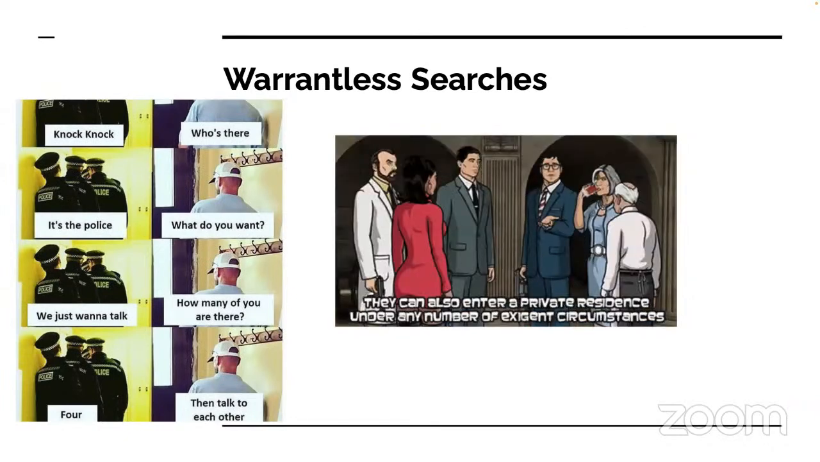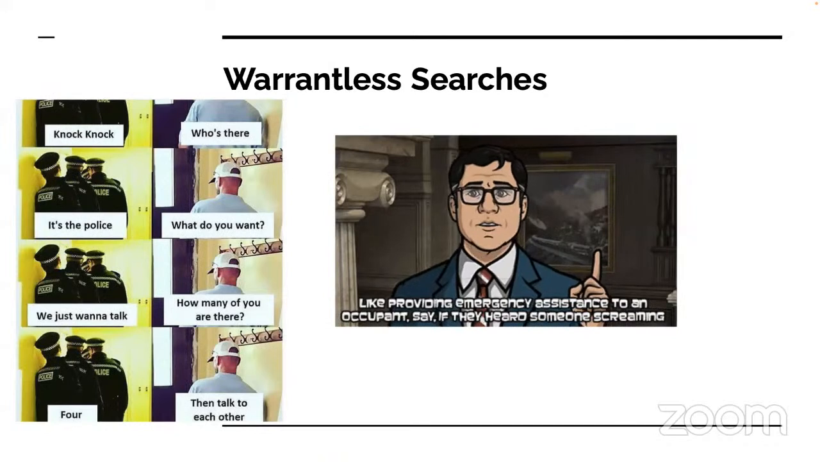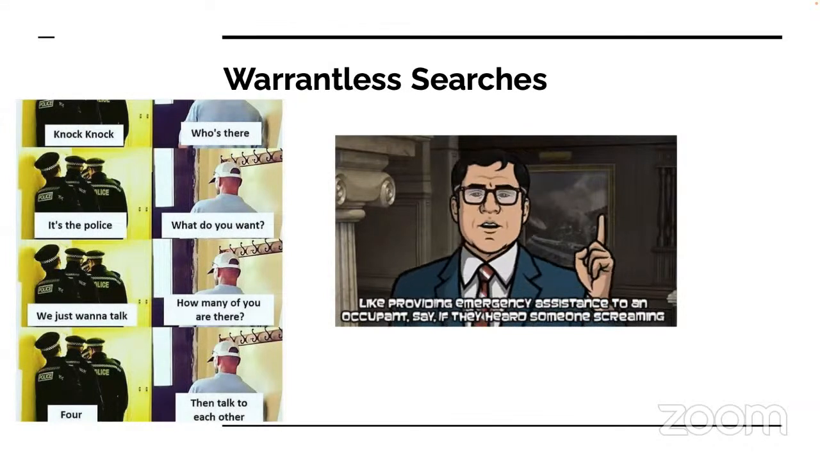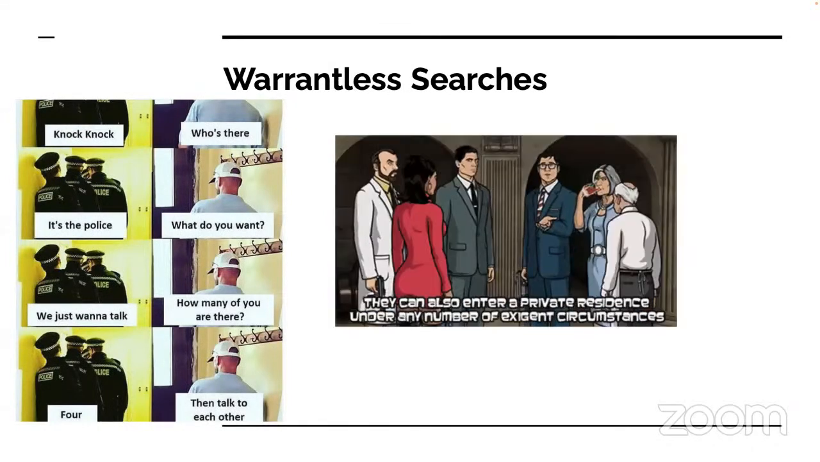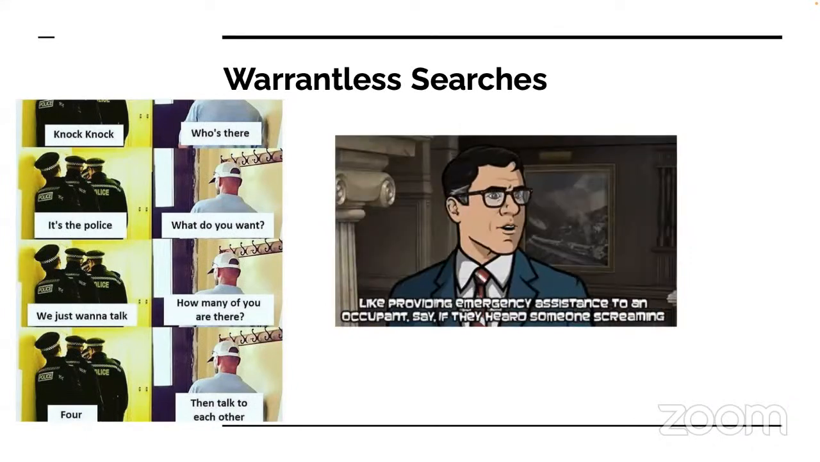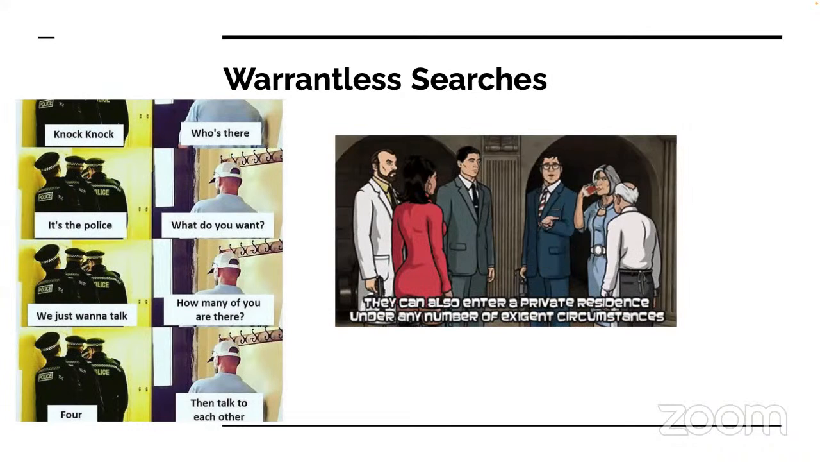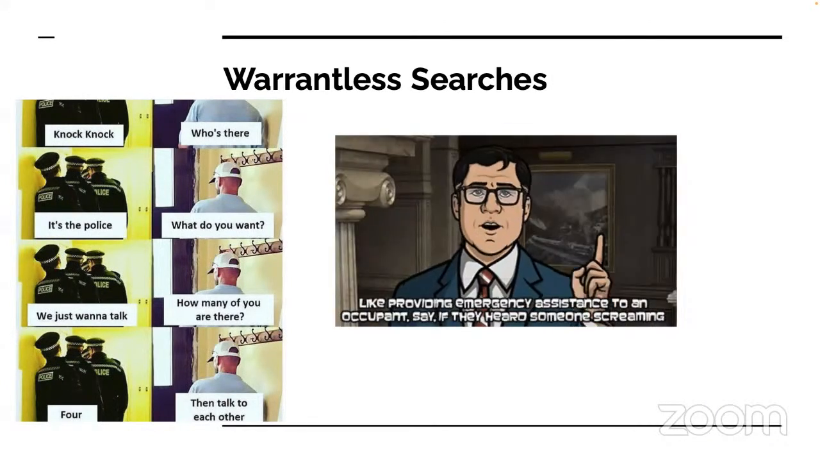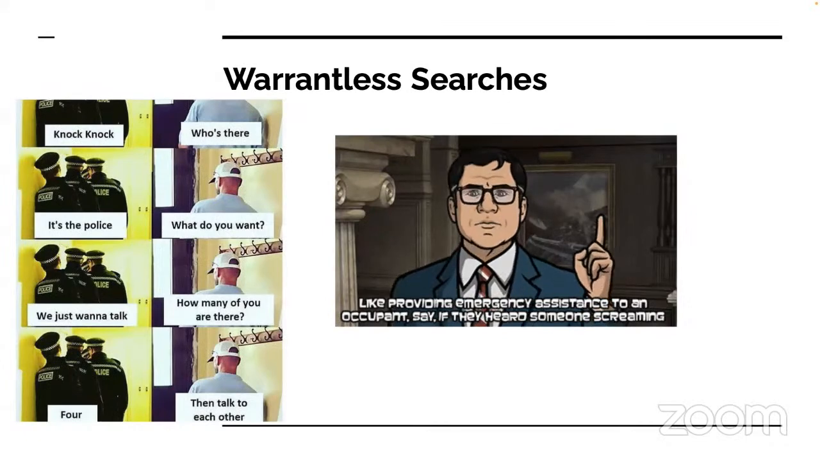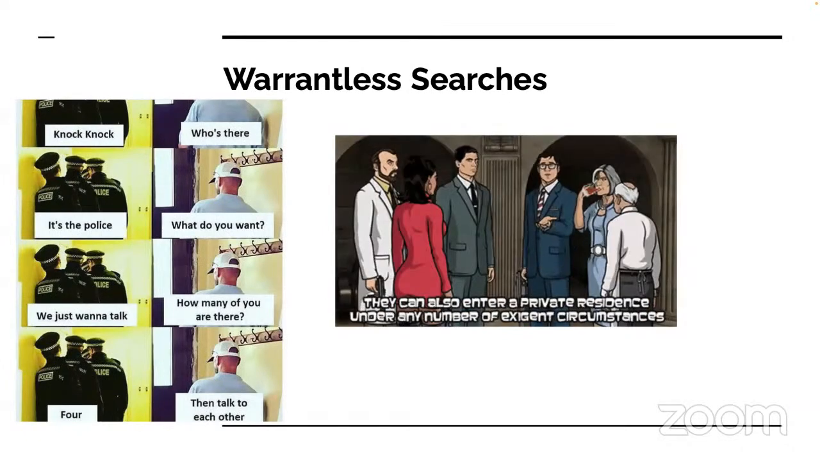Search warrants never allow investigators to conduct a general search. One more time: search warrants never allow investigators to conduct a general search. It is always specific.